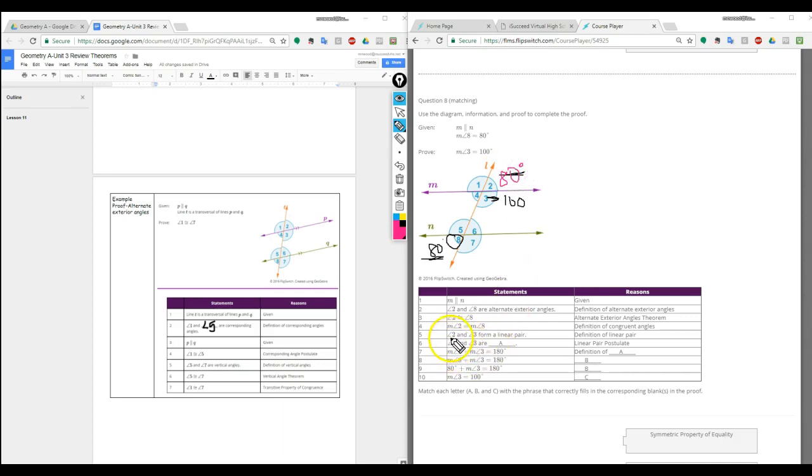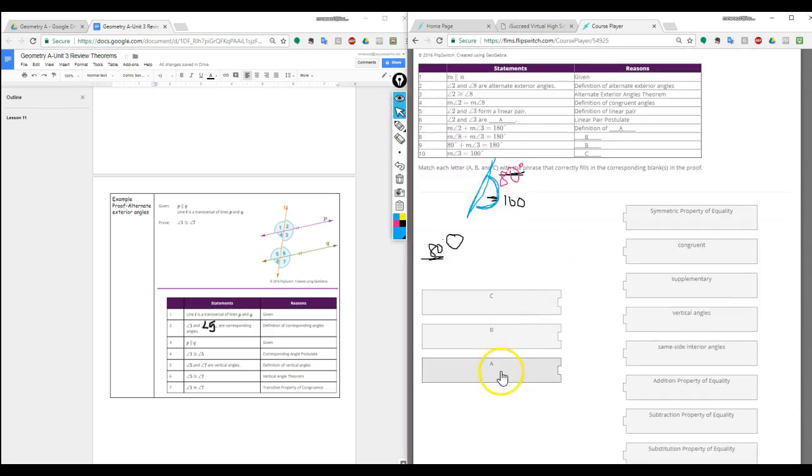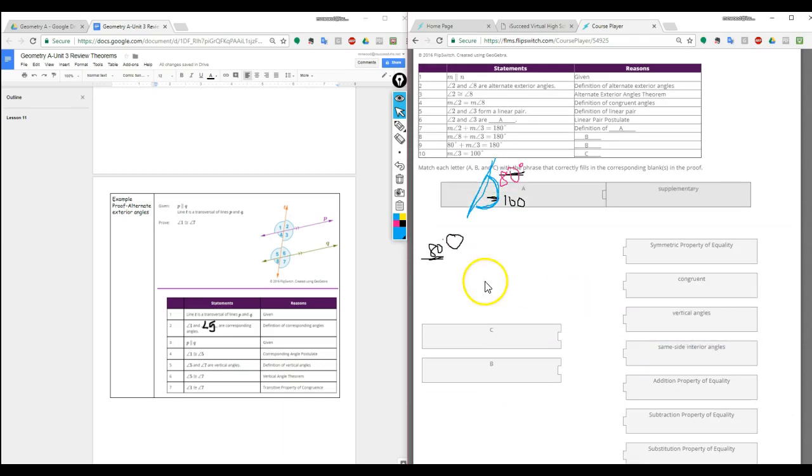And then they're stating angle 2 and angle 3 form a linear pair. Right here, do they form a line? If I took these two angles, can I make a straight line? That's true. Definition of a linear pair. That means that angle 2 and angle 3 are supplementary. That's our linear pair postulate. So blank A is supplementary.